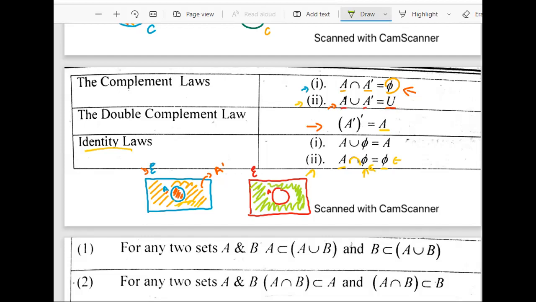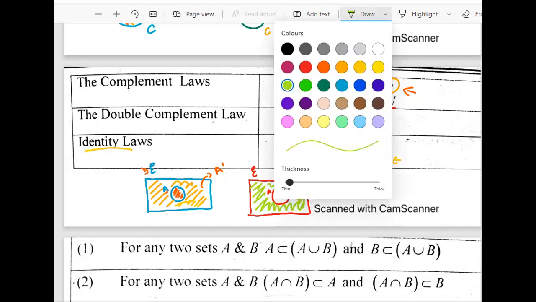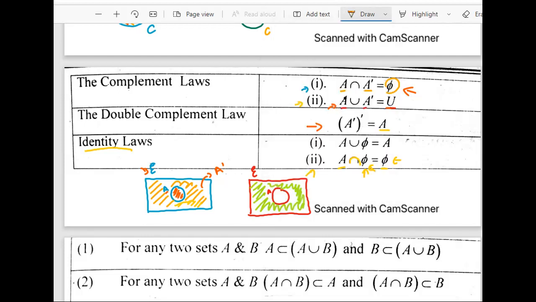And what is the other set? The other set is A. I will shade A using orange color. And now when I talk about the union of green and orange, I am getting the universal set, right? This U is the universal set. Is this understood now? Yeah, U is the universal set.